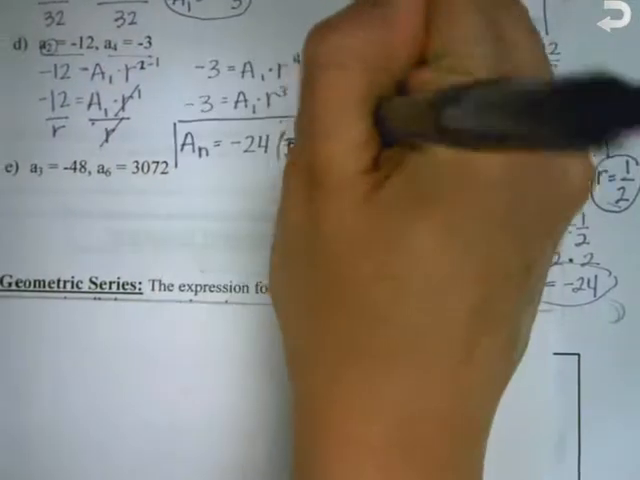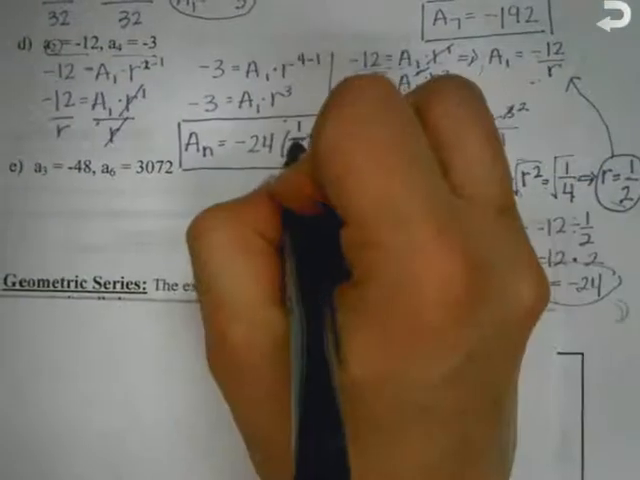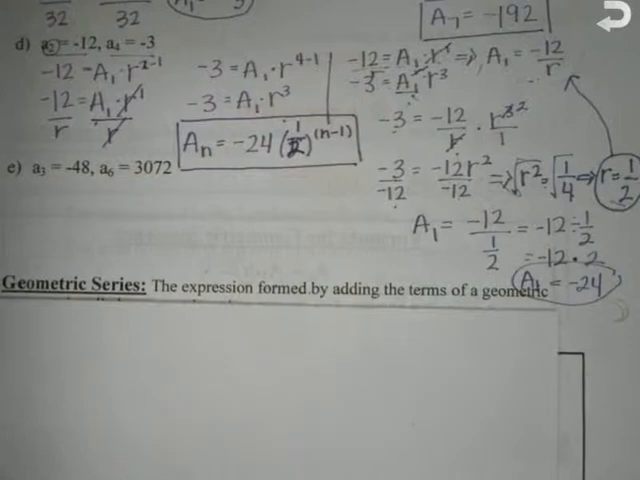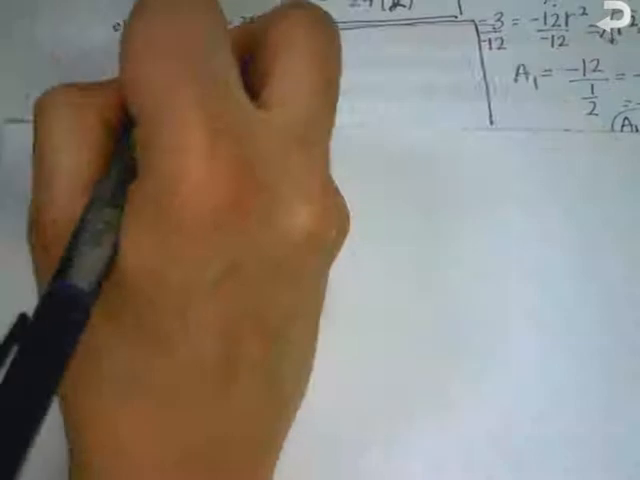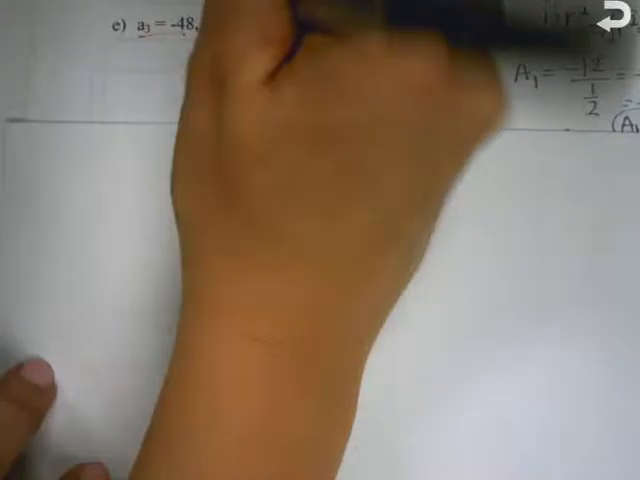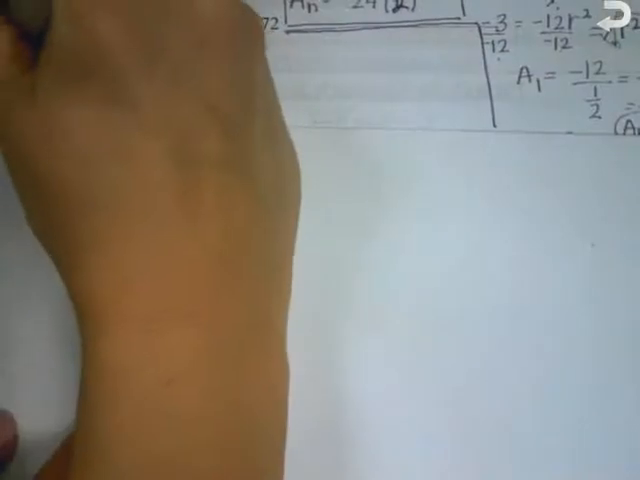Let me use a different color. I have A sub 3, which is equal to negative 48, and I have A sub 6, which is equal to 3072. So let's plug what we know and make two equations, okay? So this is negative 48 equals A1 times r to the what power? To the second power. And I'm writing small so that we can fit it.